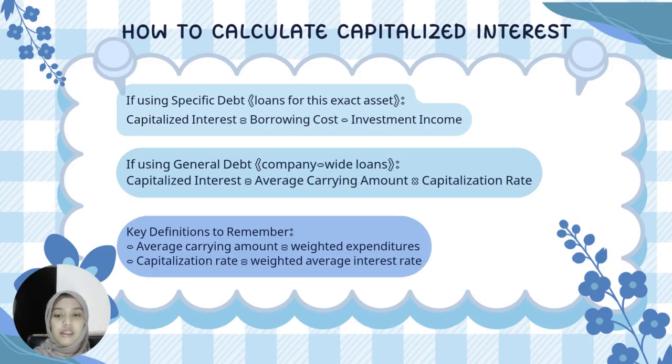And the second key definition is capitalization rate. Capitalization rate means weighted average interest rate. What is weighted average interest rate? It means you take all the company's loans. Each loan has a different interest rate. You calculate the average, but the bigger loans get more weight.